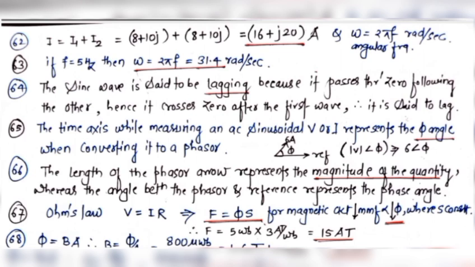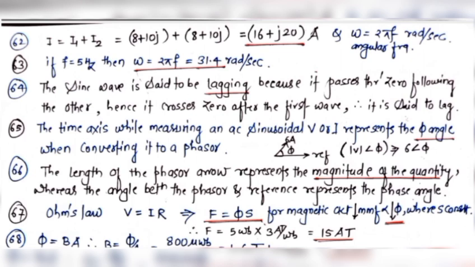The sine wave is said to be lagging because it passes through zero following the other. Hence, it crosses zero after the first wave. Therefore, it is said to lag. The time axis while measuring an AC sinusoidal voltage or current represents the phase angle when converting it into a phasor, that is magnitude and angle, the phase angle.